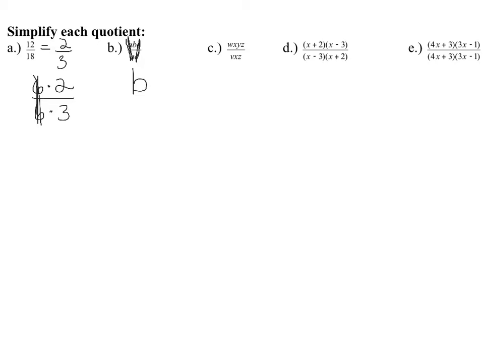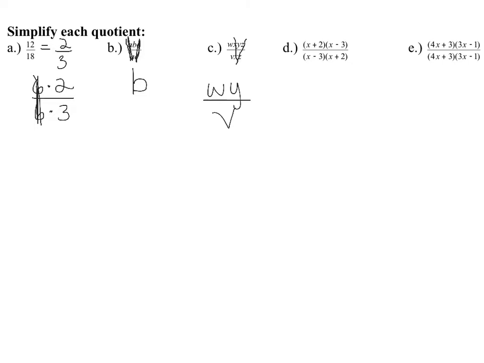If I look at C, you can cancel out the X's that are here because they represent the same number. You can cancel out the Z's that are here because they represent the same number. And because what we have left now is WY over V, we can't do any more canceling because W, Y, and V all represent different numbers. So now let's take a look at D.